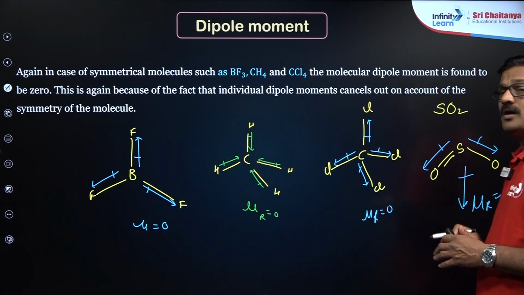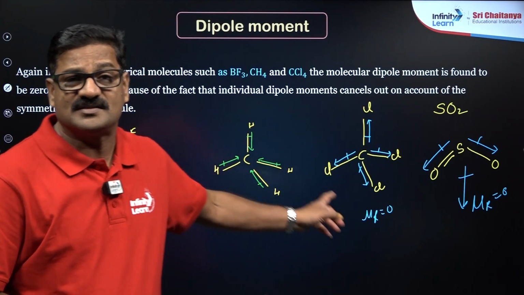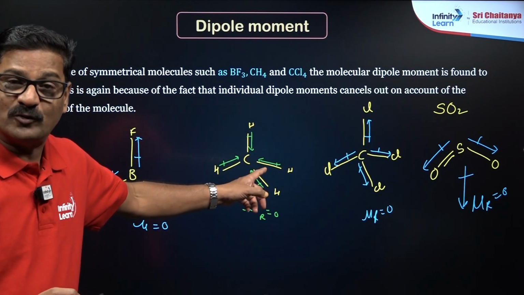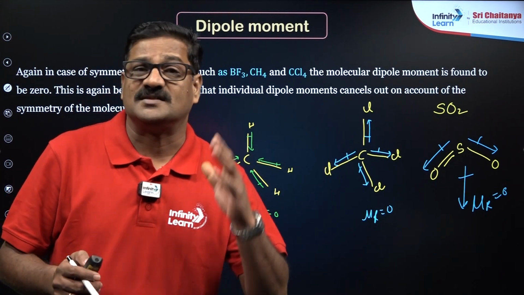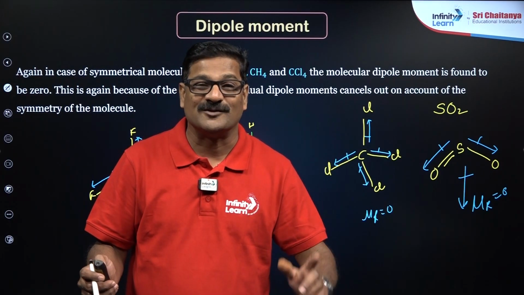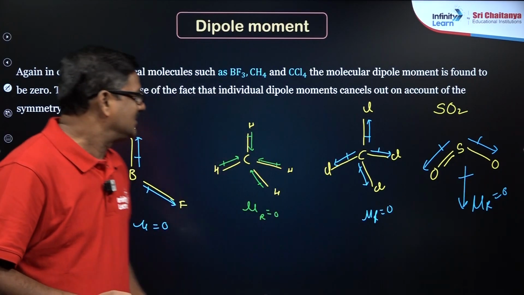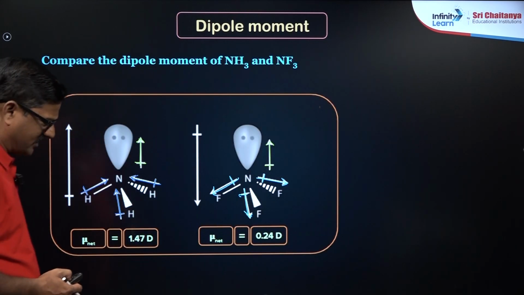So like that, whether the molecule is polar or non-polar is decided on the basis of the resultant dipole moment. If the resultant dipole moment is 0, it is said to be non-polar. If the resultant dipole moment is not equal to 0, it is said to be polar, right? So let's compare the dipole moments of NH3 and NF3.